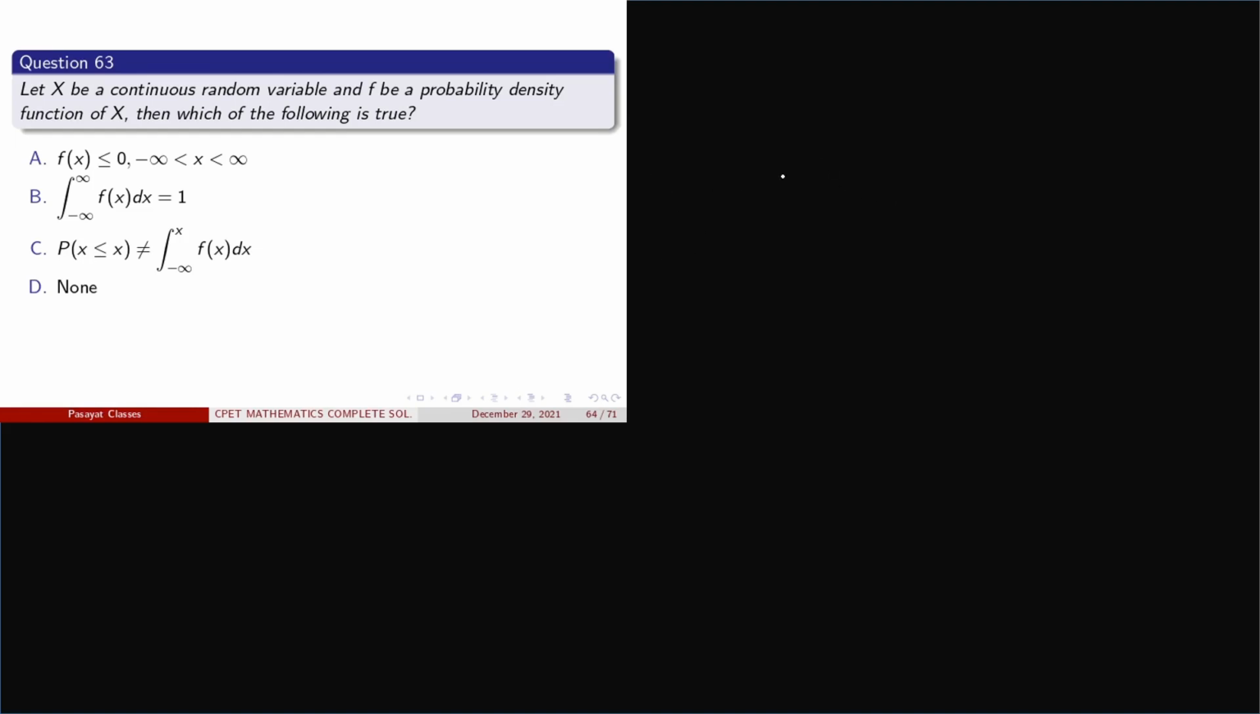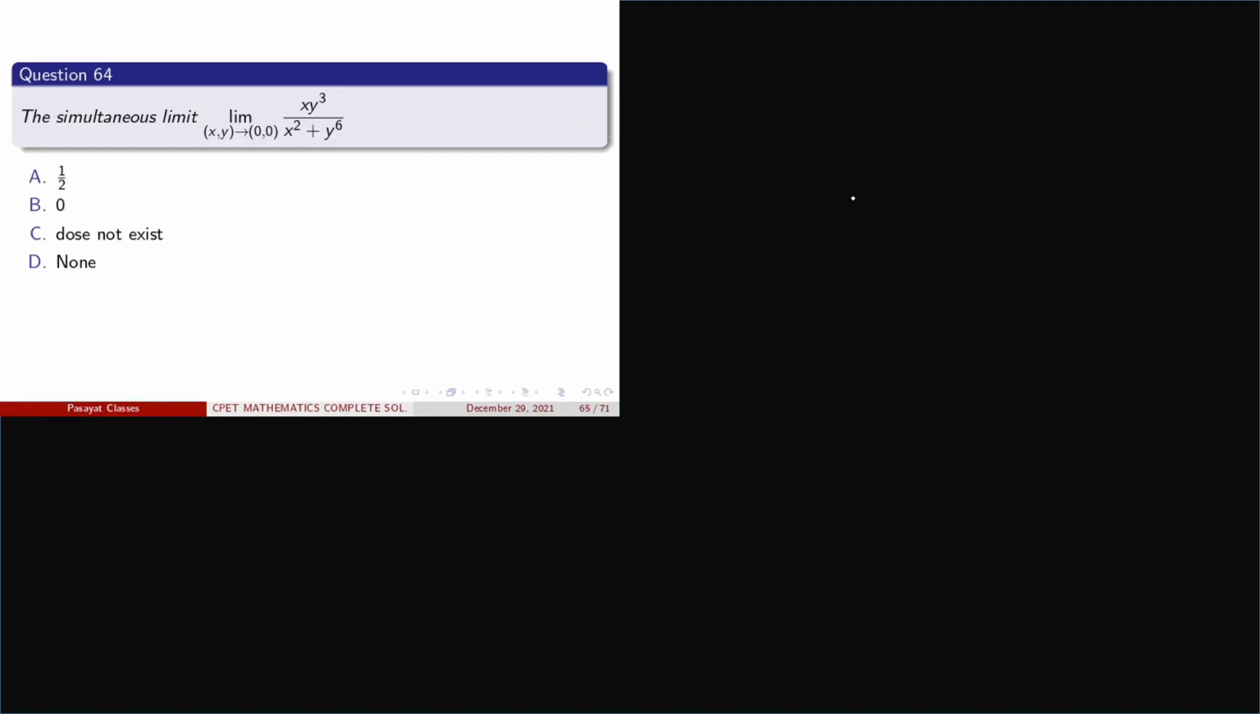And the second option gives the integration over minus infinity to infinity of f of x dx, and this is equal to 1. This one is correct. This is the correct formula. This is the direct formula of the probability density function of x. So here option B is the correct one.